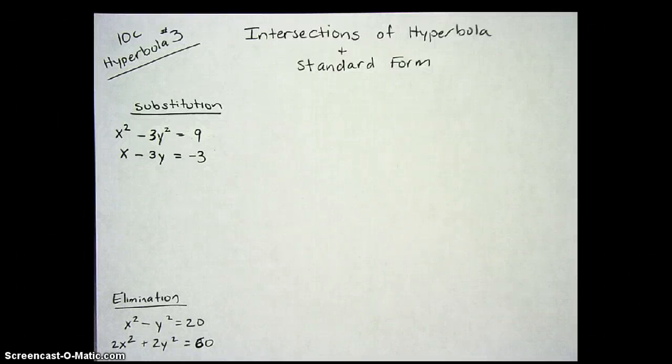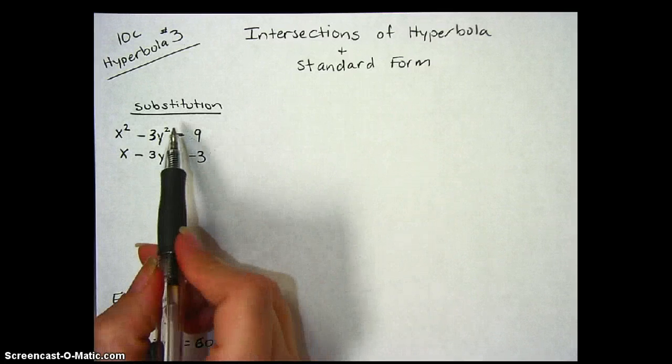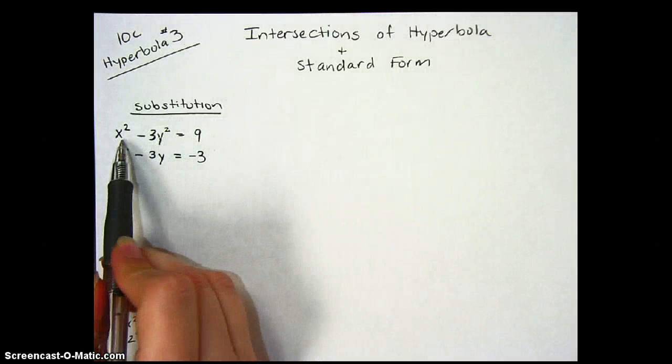Today we're going to be looking at intersections of hyperbolas in either an ellipse or another hyperbola or a line or something of either sort. And we're also going to be looking at taking a hyperbola from general form into standard form by completing the square. So the first one we're going to look at for intersections is the intersection of this hyperbola.